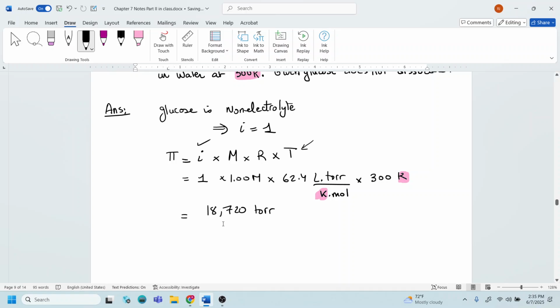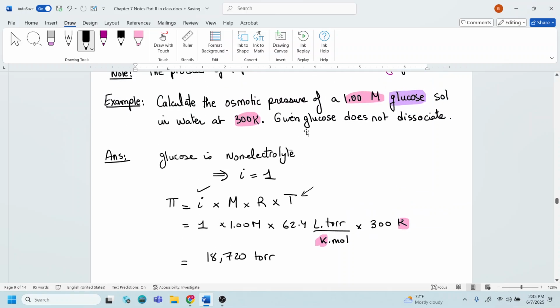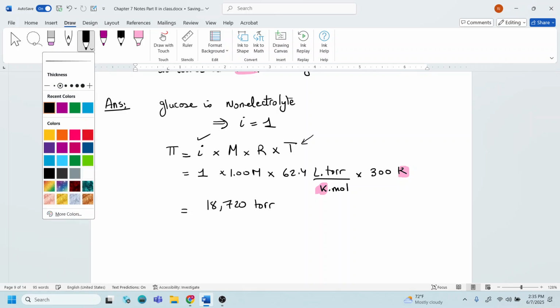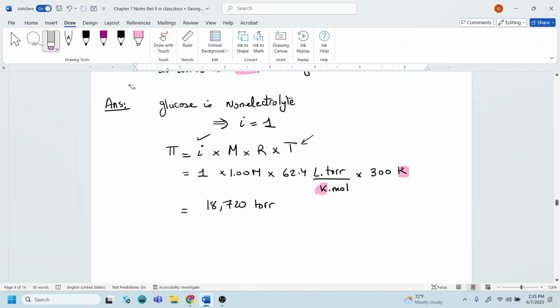This is the osmotic pressure that is required to stop the flow of the glucose. This is 18,720, and it's going to be torrs. We know that the concentration is molar, right? And let's go ahead and put the molar.